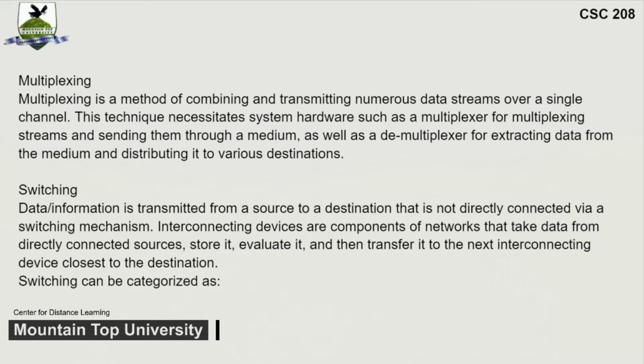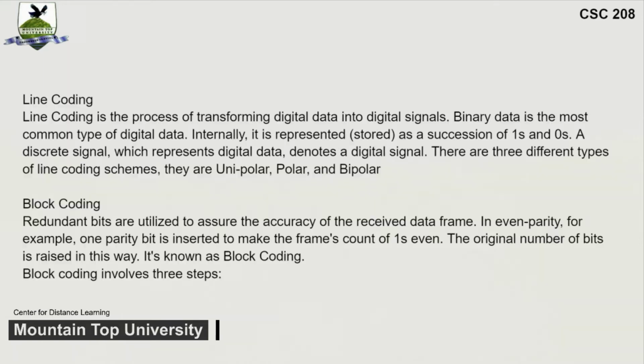Switching. Data is transmitted from a source to a destination that is not directly connected via a switching mechanism. Interconnecting devices are components of networks that take data from directly connected sources, store it, evaluate it, and then transfer it to the next interconnecting device closest to the destination. Switching can be categorized as line coding.